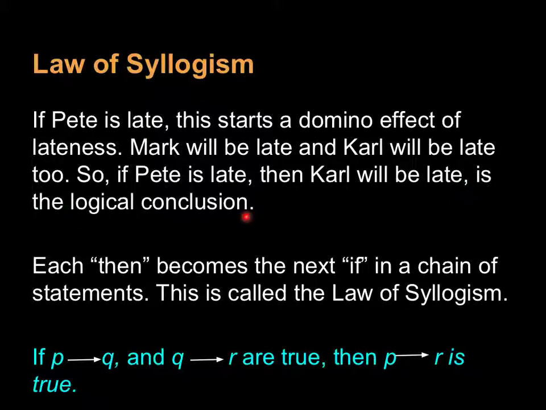Each then becomes the next if in a chain of statements. This is called the law of syllogism. So follow me here. So if P then Q and Q then R are true, then if P then R is true. It's as if we just kind of skipped the Q, right? If P then Q and then Q then R, then you can just say if P then R. Again, it's a chain reaction or a domino effect. If P is late, eventually all these things will happen, but Carl will be late. So if P then Q and Q then R are true, then if P then R is true.